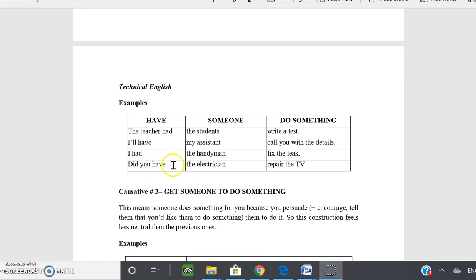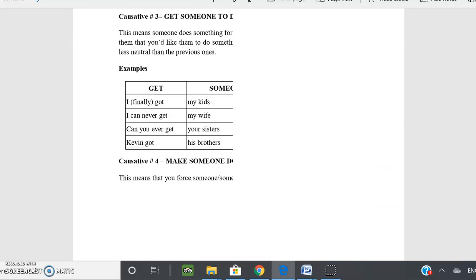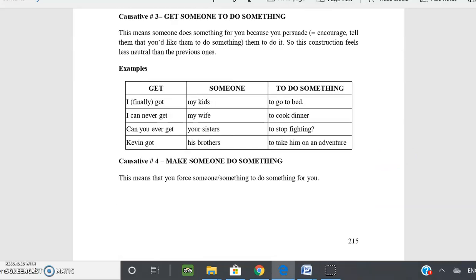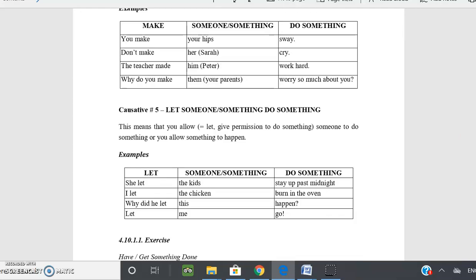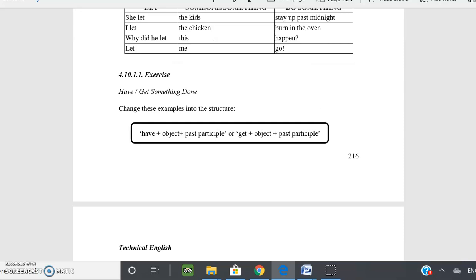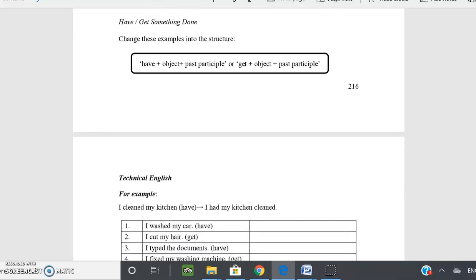Similarly, I've had the handyman fix the leak. Did you have the electrician repair the TV? So all these are how we use it. Causative three is you get someone to do something. I got my kids to sleep, kind of. So you make someone do something, and then you let someone do something also comes under causatives. Why did he let this happen? Let me go to bed, like that. Okay, so all this is the structure.